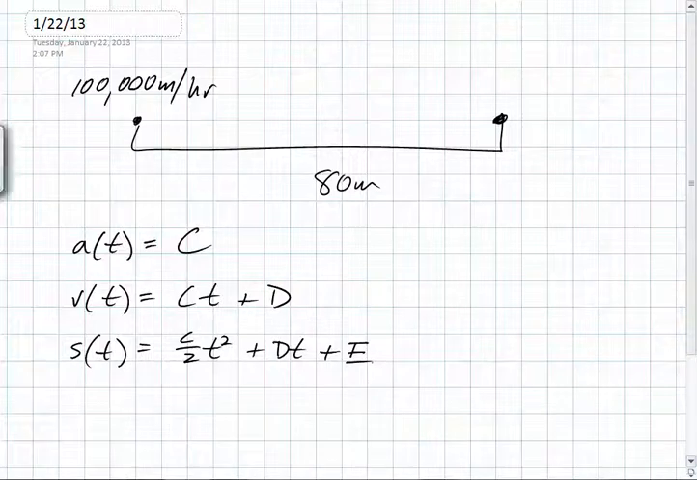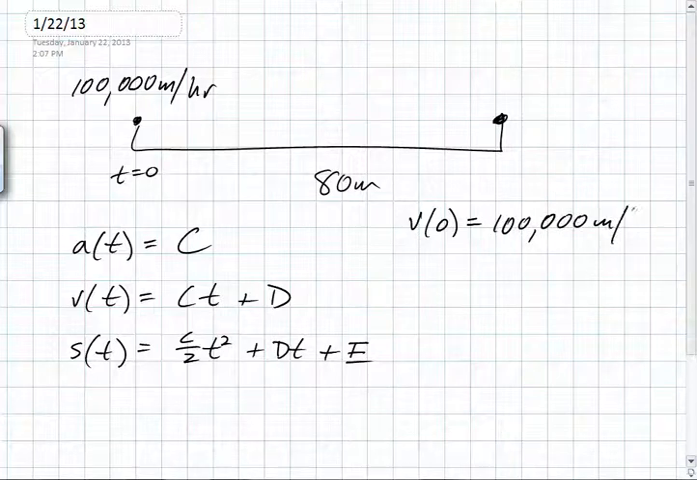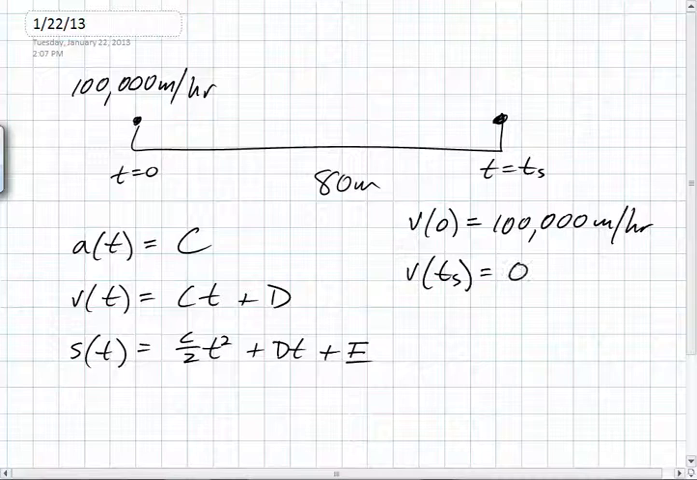We know that the velocity at time 0. What's the velocity at time 0? And we'll say that this right here is time 0. What's the velocity at time 0? 100,000 meters per hour. Oh, it's so big. What's the velocity at time stop? This is where t equals time stop, is 0. It stopped, hence time stop.